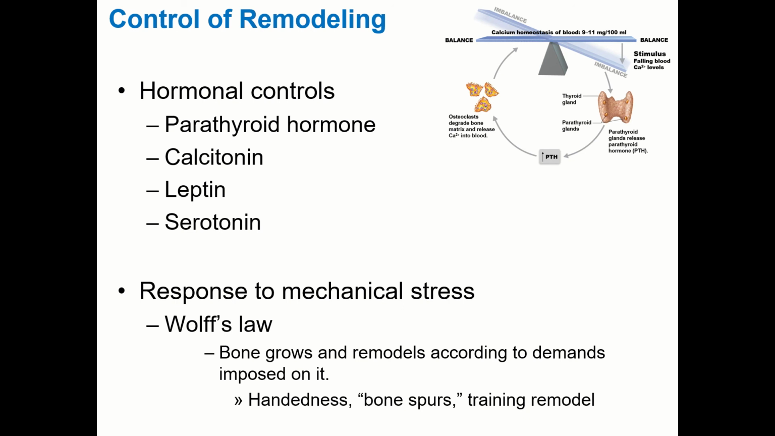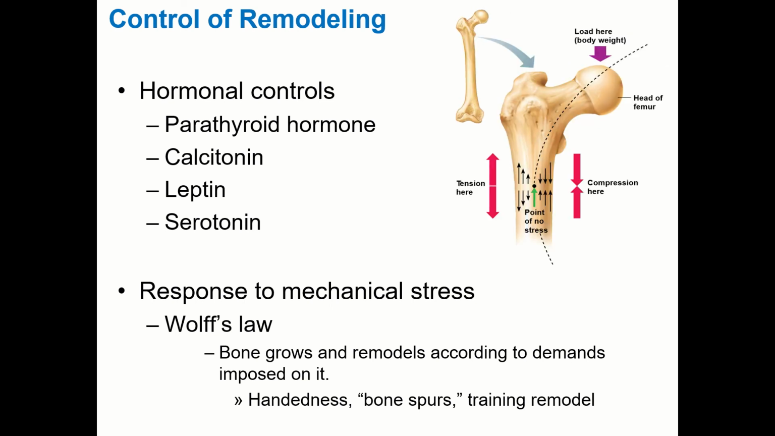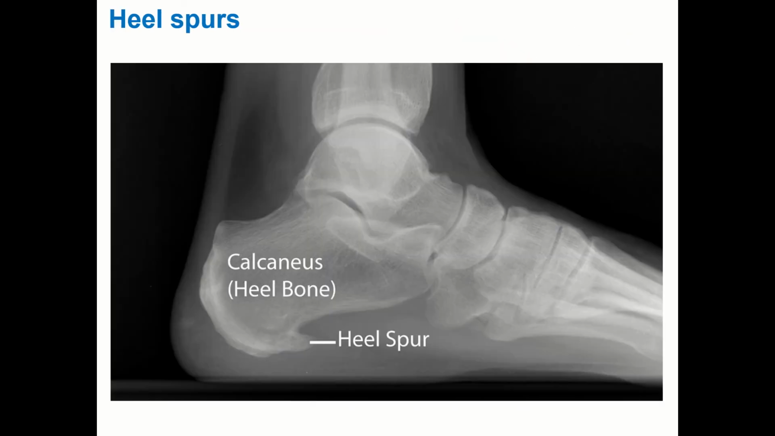And so we see that in the case of hand dominance. For most people, if you're right-handed, you have higher bone mineral density on your right side than your left. We also see that in the case of bone spurs, which are also known as osteophytes. So in this case, this person has a heel spur.